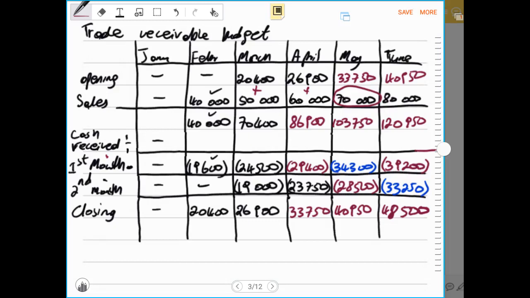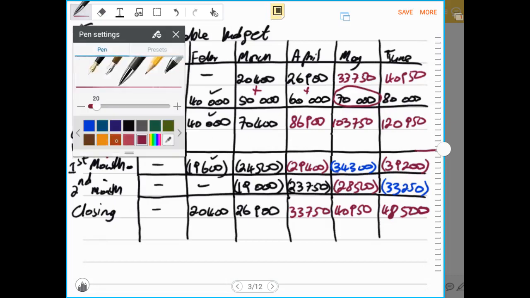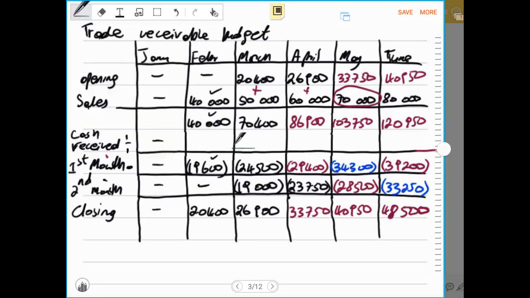So now let us deal with these two columns, because these are the very important columns. Let me just use a different color of the pen. These two columns are the ones that we are focusing on, because this is the payment of our customers, or the cash received from our customers. This is our forecast, and this will affect our cash budget. It's only this part that will affect our cash budget. We'll have to record that as cash received from customers.